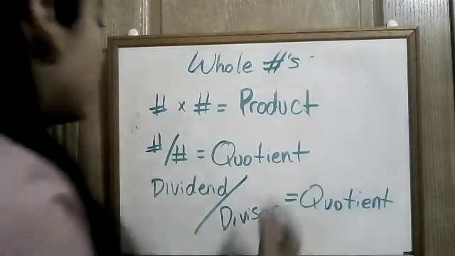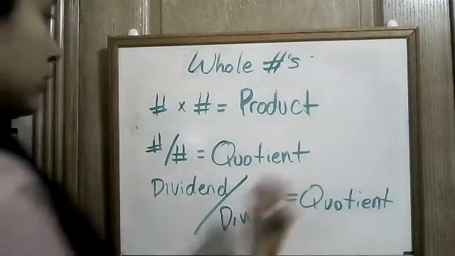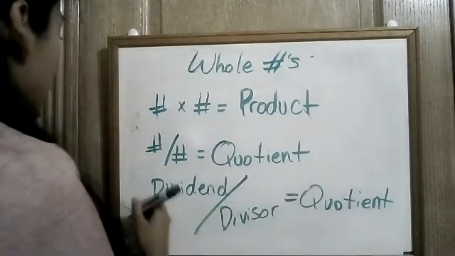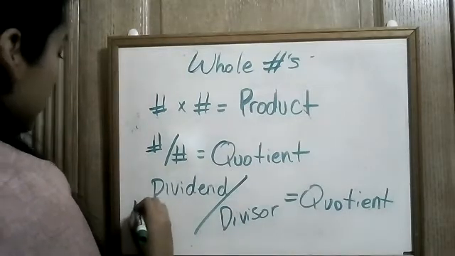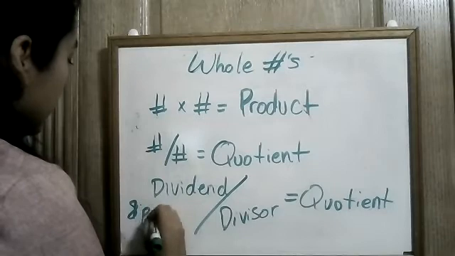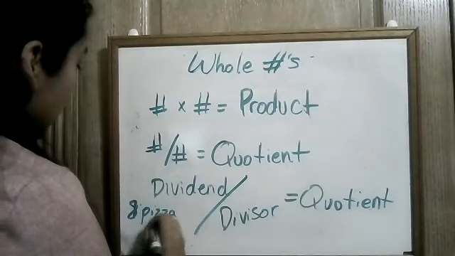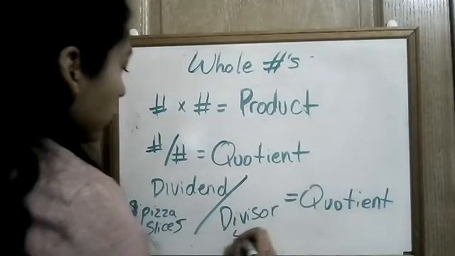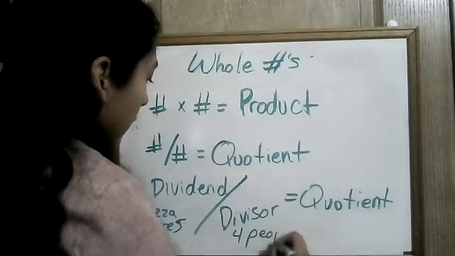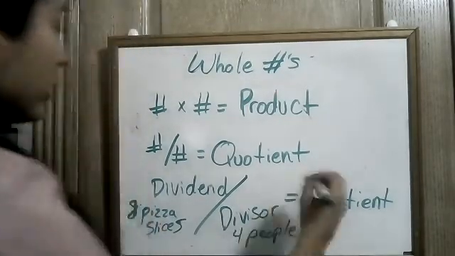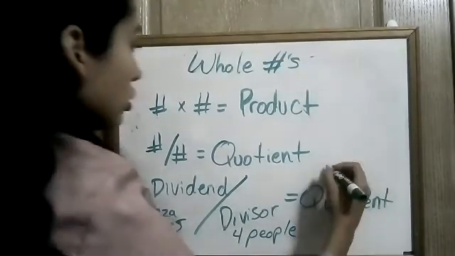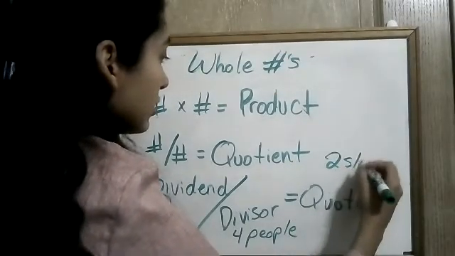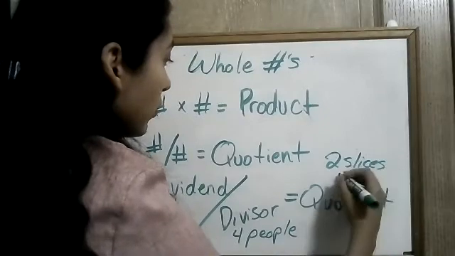So let's say I have 8 pizza slices, and I need to divide it by 4 people. My quotient is 2 slices per person.